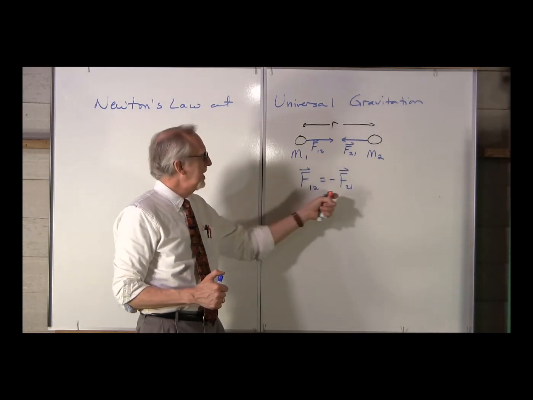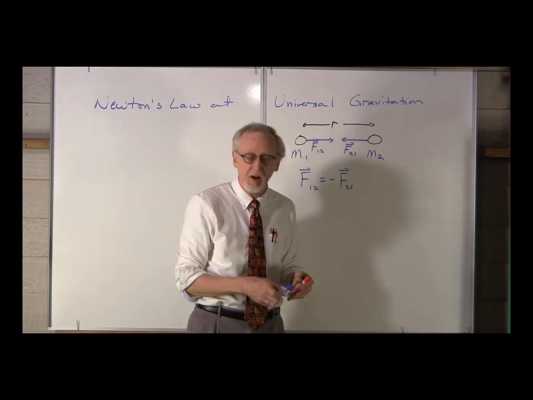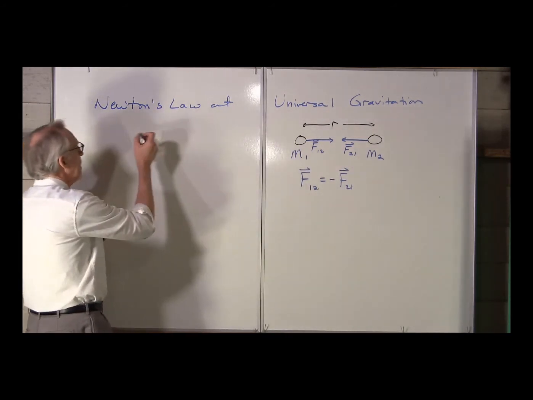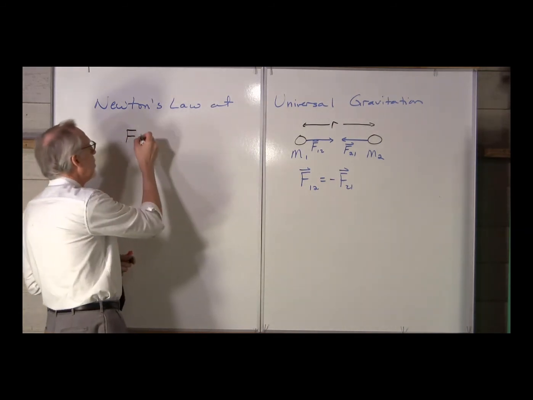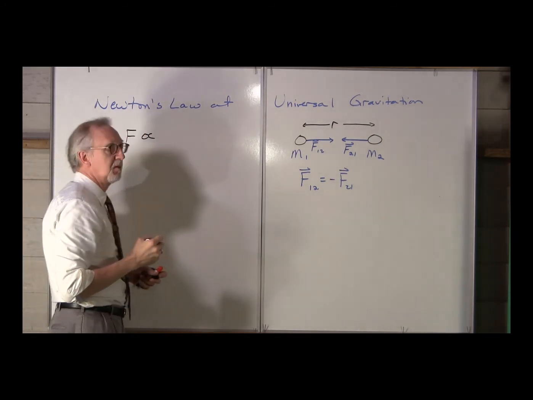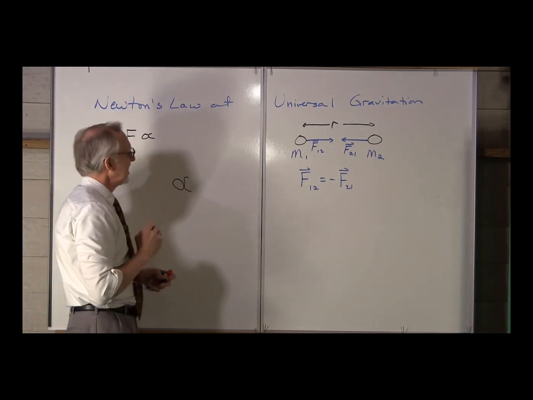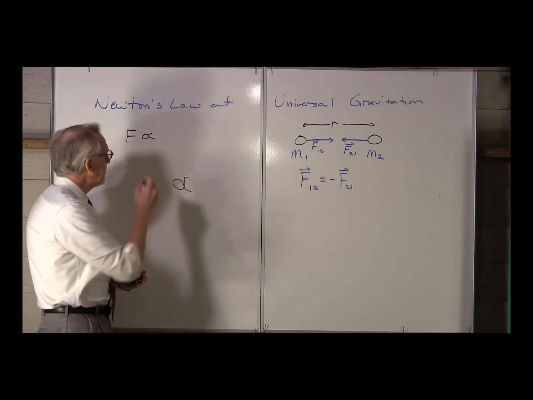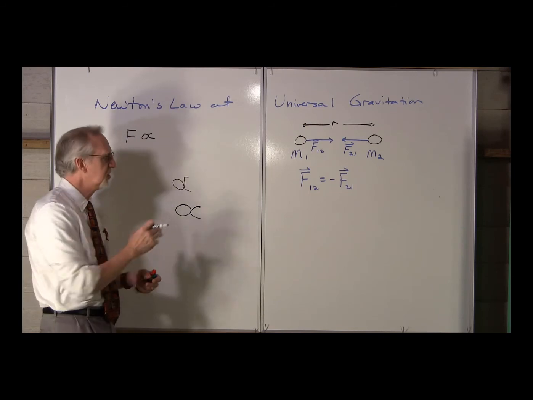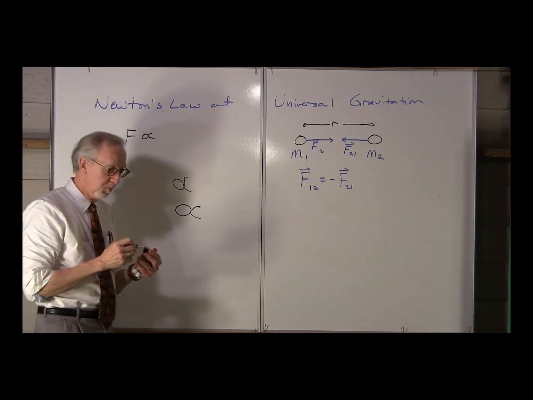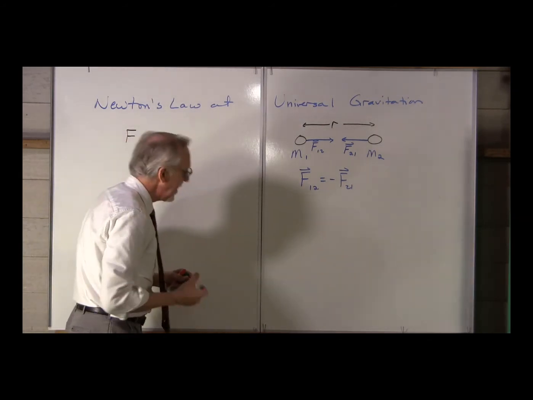Now, what is the magnitude of these forces? They're the same magnitude, so what is the magnitude of the force? Well, what Newton said was that the force is proportional to m1. Now, I'm going to use this little symbol. Sometimes it's written kind of like an alpha. Typically, when I write it, I'll just write it as a circle and then a semicircle. This just means proportional to. So the force is proportional to m1.